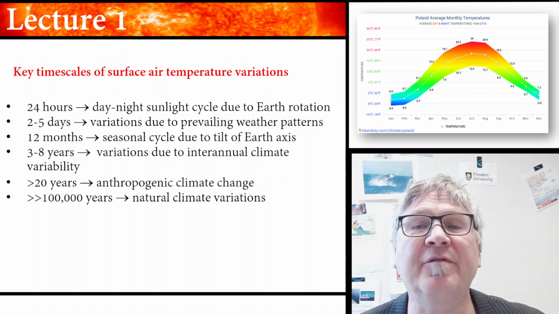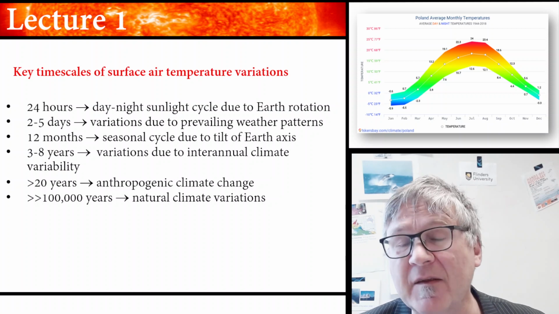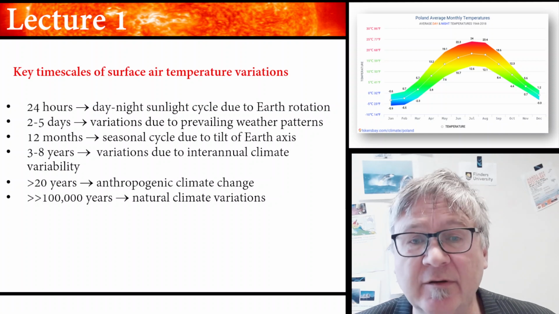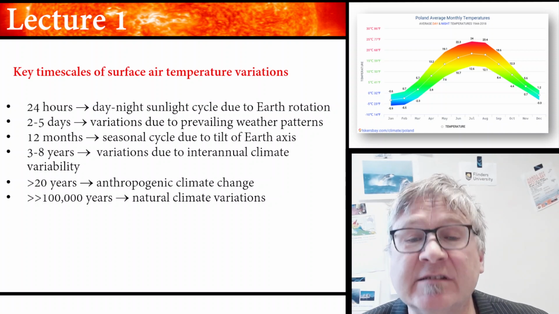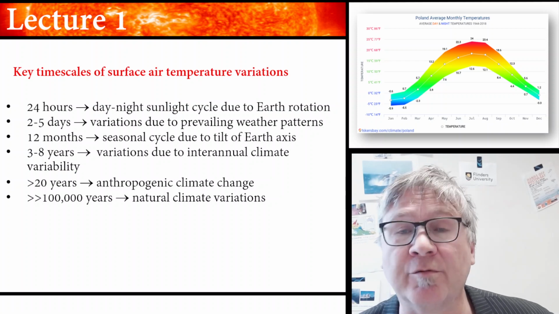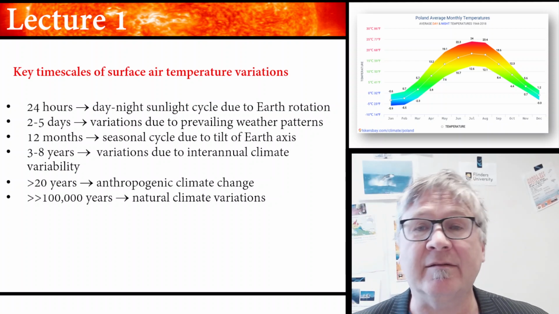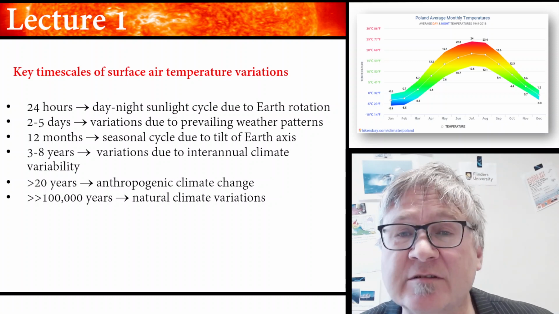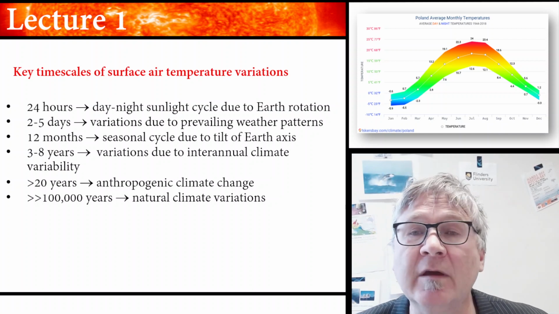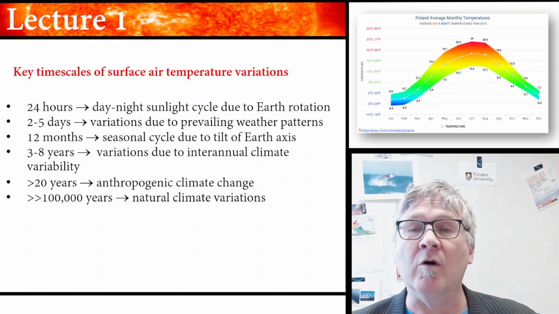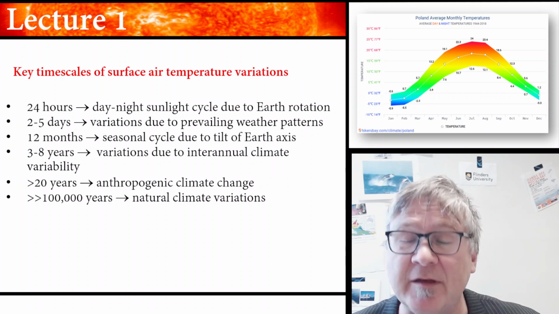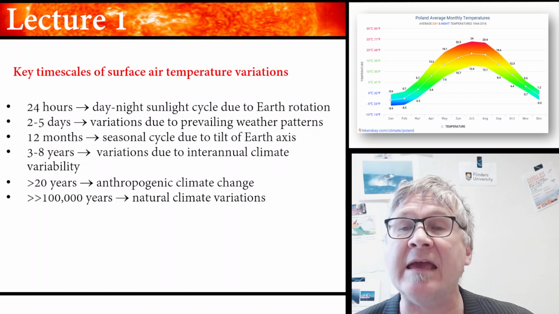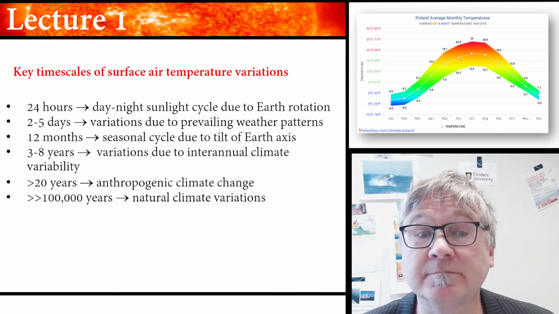The smallest time scale that you find of coherent repeats in your measurements is the day-night sunlight cycle. That comes from the Earth's rotation. Because the Earth rotates, we get nighttime and daytime, and we get a temperature cycle, colder during the night, warmer during the day. And the time scale is 24 hours. We can say that because it repeats every day, from one day to the next, we get a repeat.